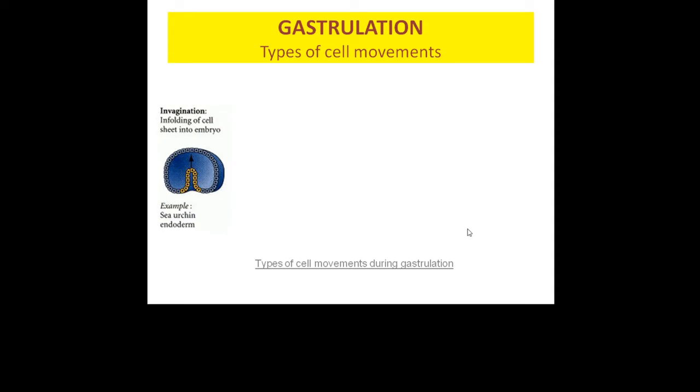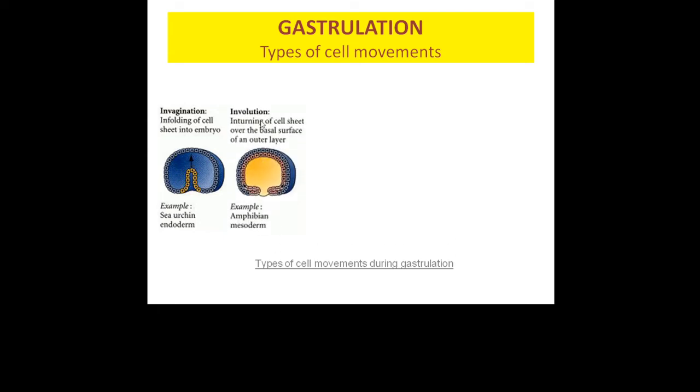The first is invagination, which is infolding of cell sheet into the embryo, as is shown here by the yellow colored sheet of cells which is infolding or invaginating into the embryo. This kind of movement is seen in sea urchin endodermal cells.